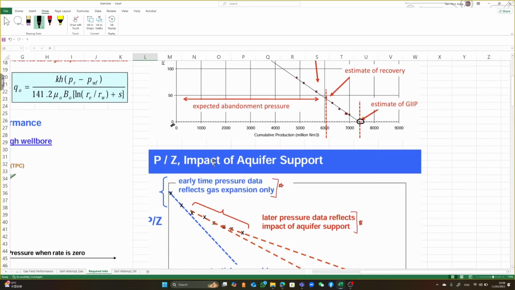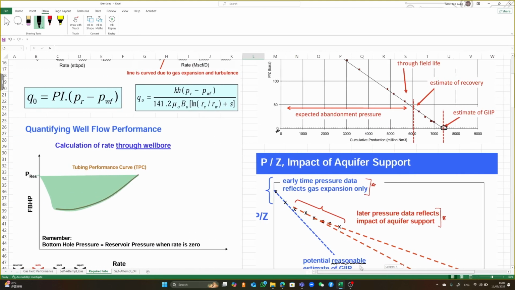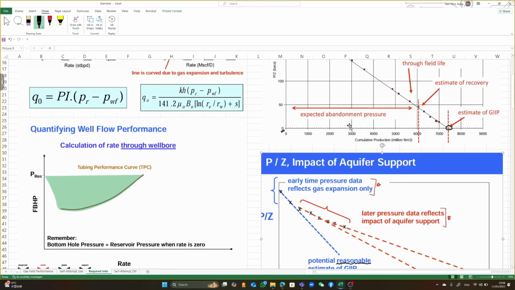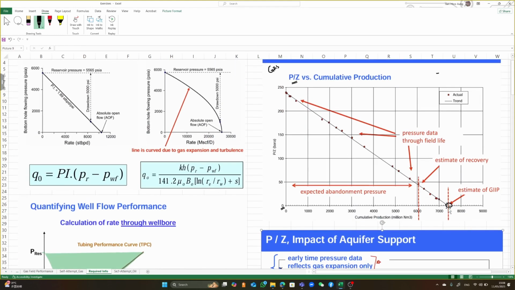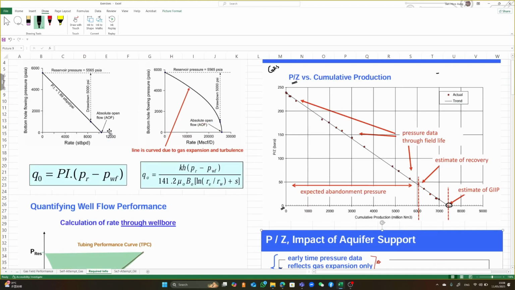Okay, so I think this is enough for introducing what we will be doing. We'll be using this P over Z profile against the cumulative production profile to estimate our gas initially in place, and then we will use the inflow performance curve and the vertical lift performance curve to estimate, as I said, the maximum and minimum production profile, and how we are going to estimate the recovery factor, etc.